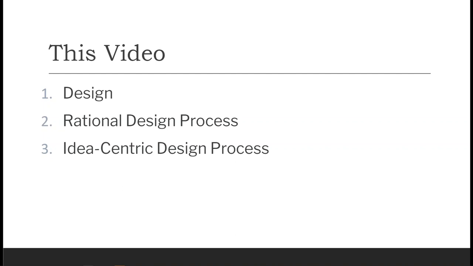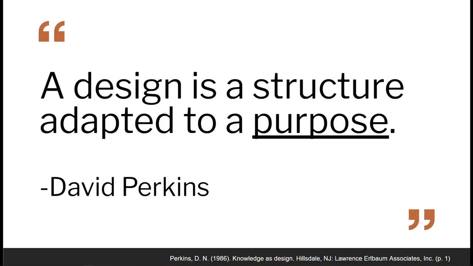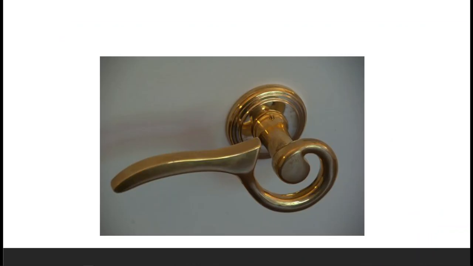So I want to share with you definitions by 3 different scholars that are going to help us start thinking about what this process of design is. First is David Perkins. He talked about a design as a structure adapted to a purpose. So if we have a purpose, for example, opening a door, we create something adapted to help us with that, like a doorknob.